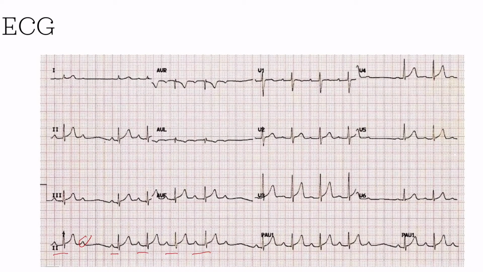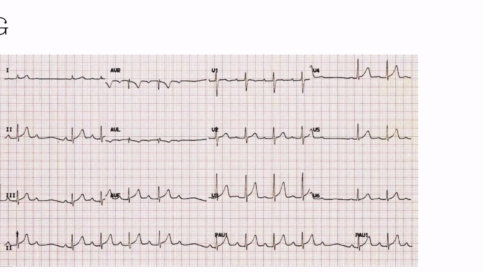Final step, we're just going to be looking at our ST segments, just making sure there's no acute coronary syndrome, here, here, here, here. Looks to be about baseline. We're not seeing any real elevation or depression, so we're going to call those ST segments normal for now.